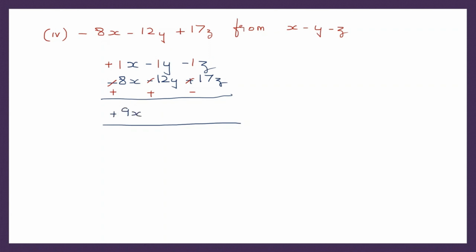Now let's go to the second part with the y's. We have minus 1 plus 12. Signs are different. Put the sign of the bigger number, plus, and subtract. 12 minus 1 is 11y. Now let's go to z. We can see signs are the same. So let's put the same sign and add. 1 plus 17 is 18. So that is 18z. So our answer here is 9x plus 11y minus 18z.